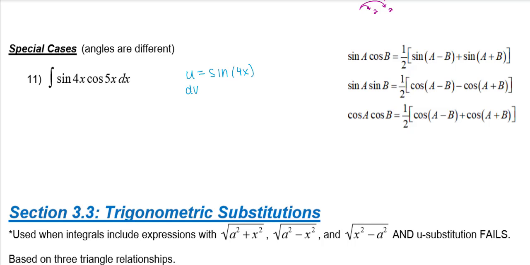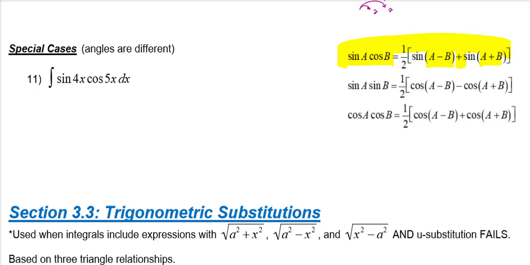Well, if that's the case, my du would be 4 cosine of 4x dx. And what you'll notice is the trig function is correct for what I have in my integrand, but the angle is not. So in your trig or pre-calc class, hopefully you saw these sum to product or product to sum formulas. What these identities do is they take a product, for example, a sine of A cosine of B, where my angles are different, and turn it into a sum of two trigonometric functions, one where you have the difference of the angles and one where you have the sum of the angles.